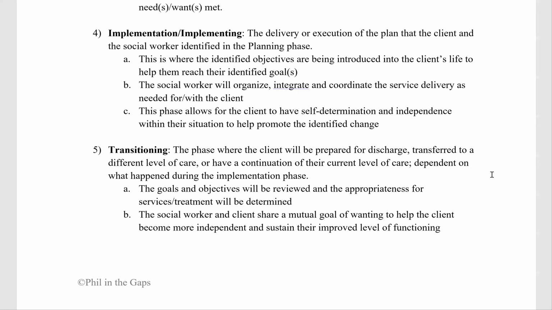After all that happens, we can then move into transitioning. So if you think of a transition, it's that middle period of action and kind of reflecting in this certain situation of what we'd like to see. So after somebody has done the implementation or jumped into action, there may need to be a transition of higher level of care or lower level of care. So this is the phase where the client will be prepared for discharge, transferred to a different level of care, or have a continuation of their current level of care. So it's all dependent on what has happened during the implementation phase.